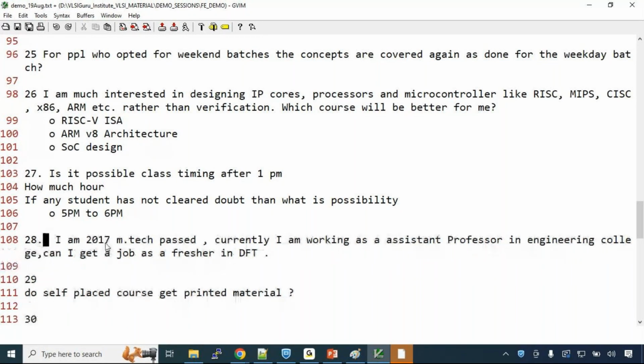Next question. I am a 2017 MTech pass out, currently working as an assistant professor. I told you, right? It is very much possible to get a job. My experience is that if you put in effort rightly, 95% you can get a job. And DFT is one such domain. Not as a fresher; companies, you should not try as a fresher. Some experience you have to show, and through that you have to get it. Or otherwise, you have to try for the companies who hire people with an education gap.